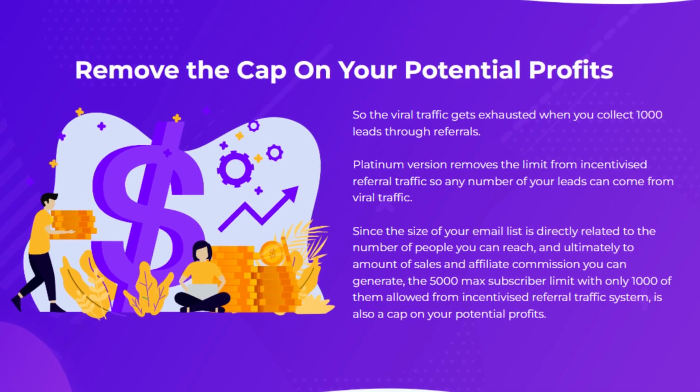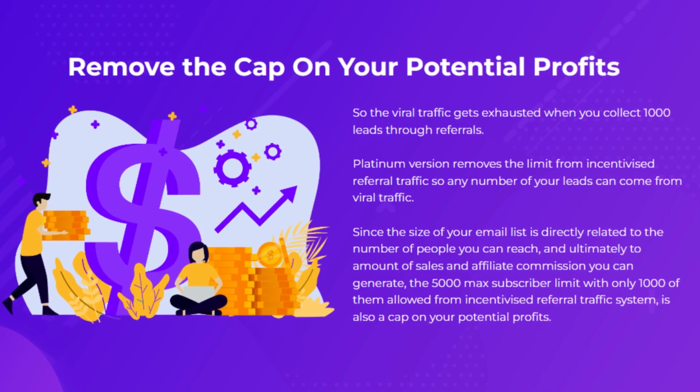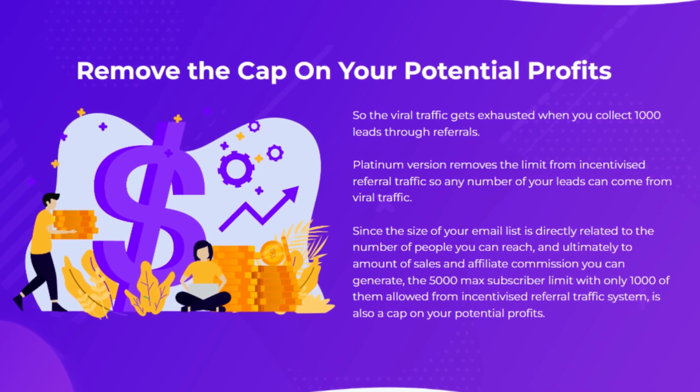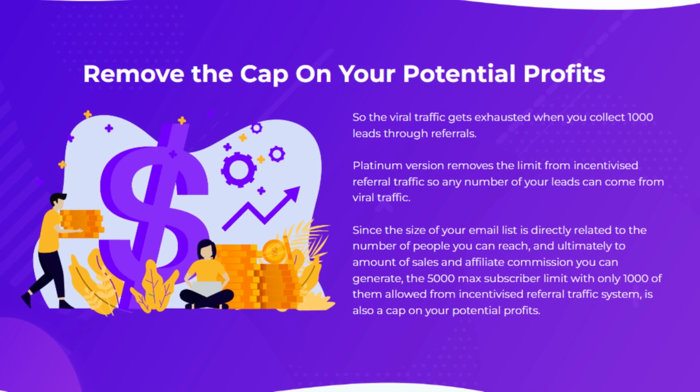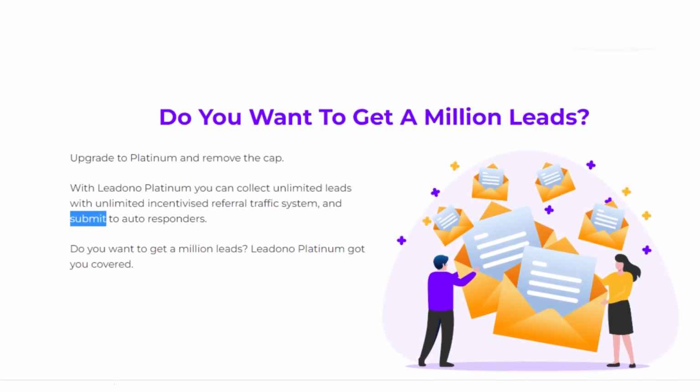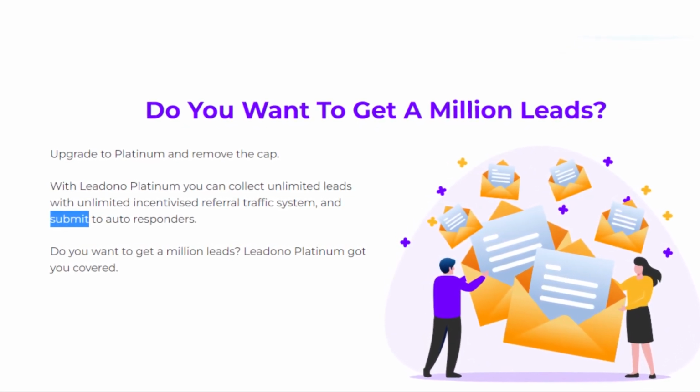Remove the cap on your potential profits. So the viral traffic gets exhausted when you collect 1,000 leads through referrals. Platinum version removes the limit from incentivized referral traffic, so any number of your leads can come from viral traffic. Since the size of your email list is directly related to the number of people you can reach, and ultimately to amount of sales and affiliate commission you can generate, the 5,000 max subscriber limit with only 1,000 of them allowed from incentivized referral traffic system is also a cap on your potential profits. Do you want to get a million leads? Upgrade to Platinum and remove the cap.